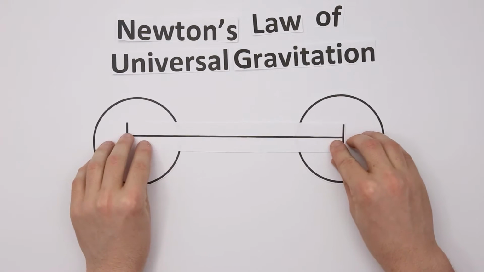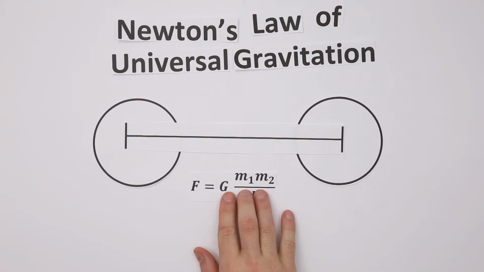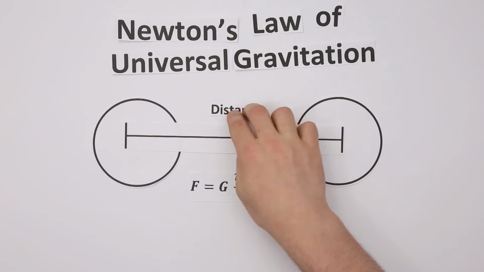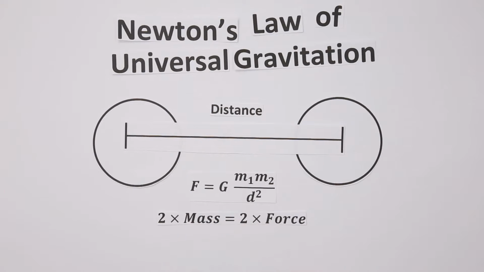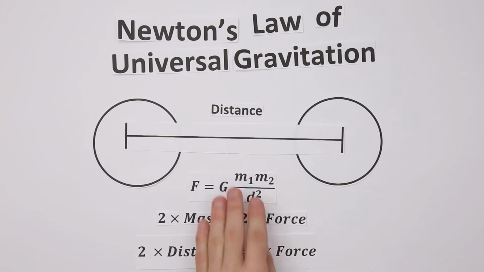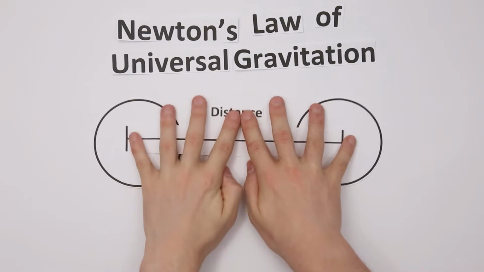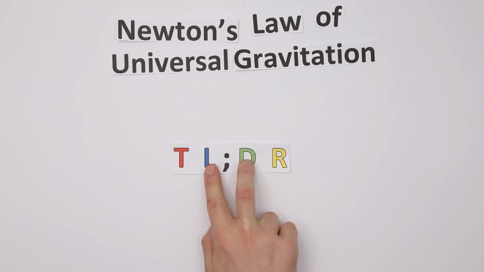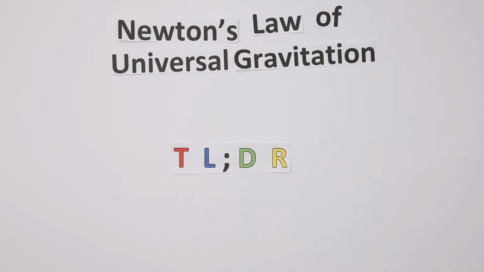This relationship shows us that if we double the mass of one object, the gravitational force will double. But if we double the distance between the two objects, then the gravitational force is reduced by a factor of 4. Now, as always, if that summary isn't enough for you, then in today's episode of TLDR, we go into more detail of Newton's law of universal gravitation, and I will show you how to calculate the gravitational acceleration on Earth.